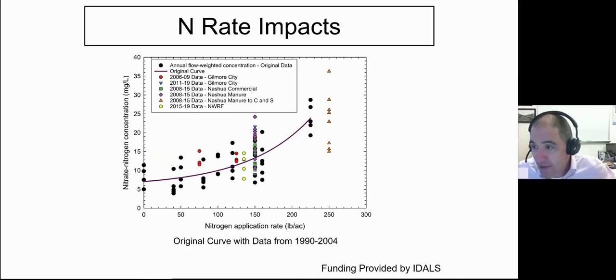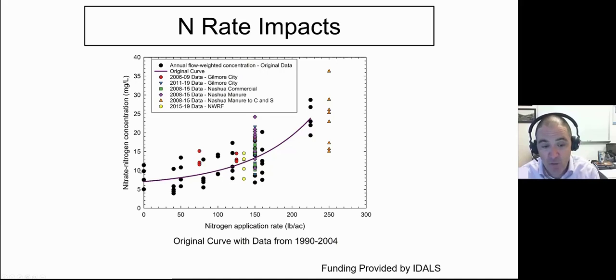Okay, so as we think about the 4 R's of nitrogen management, I think it starts with the nitrogen application rate. This is a curve that relates the flow-weighted annual nitrate concentration to the nitrogen application rate in a corn-soybean rotation, where that nitrogen is primarily applied to the corn crop. Some of the newer data, the orange triangles to the right, had manure applied to both corn and soybeans. But in general, the black dots are data from Gilmore City that were used to generate this purple curve.